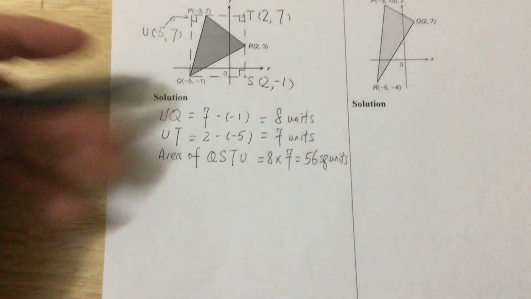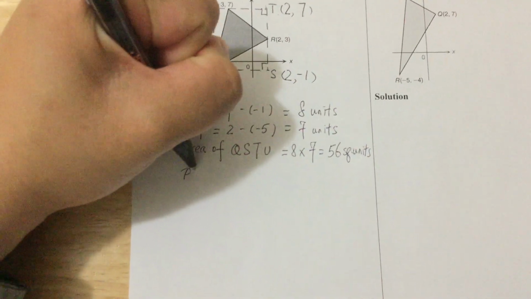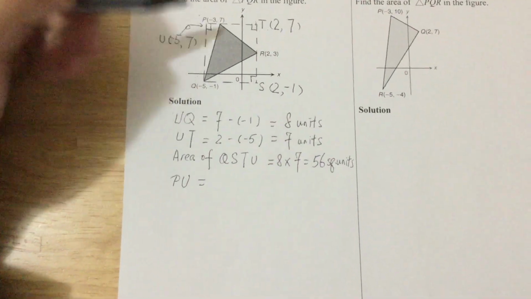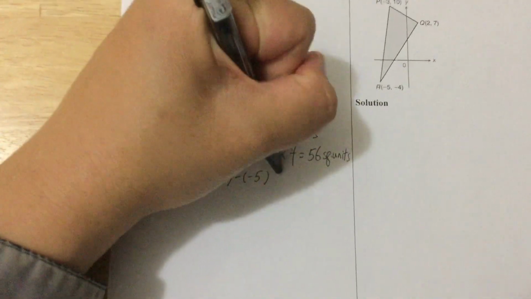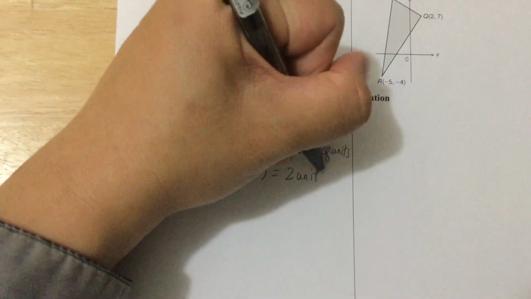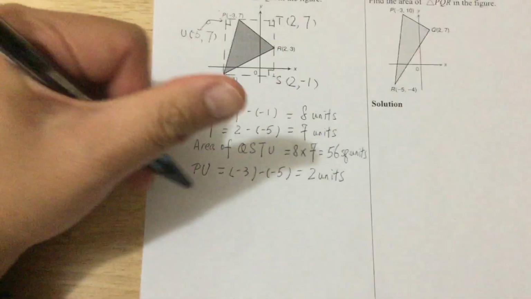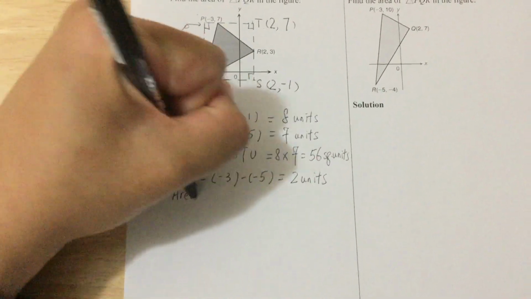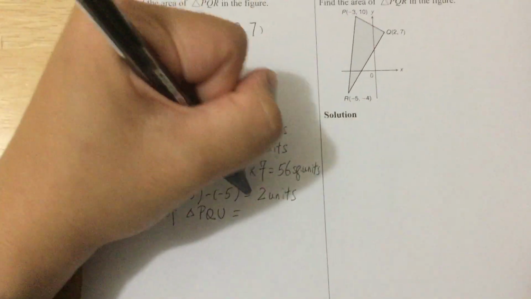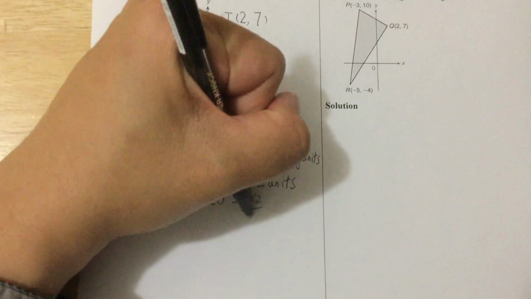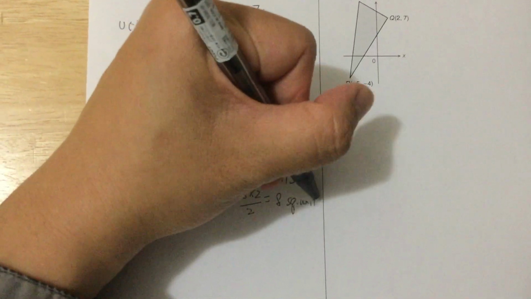PQU. So first of all, I must find the base and the height. The base is PU. -3 and -5. -3 is bigger. Minus -5, you get 2 units. The height is UQ. I have found it, UQ is 8 units. So the area of triangle PQU is 8 times 2 over 2. That is 8 square units.